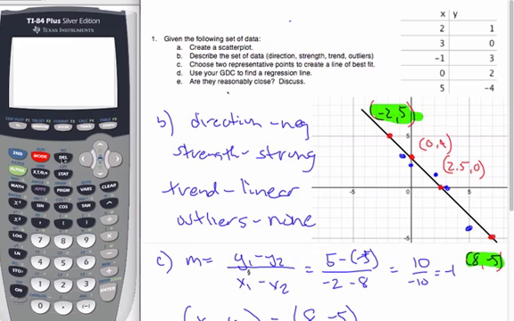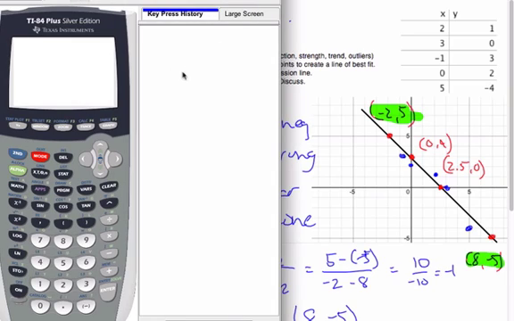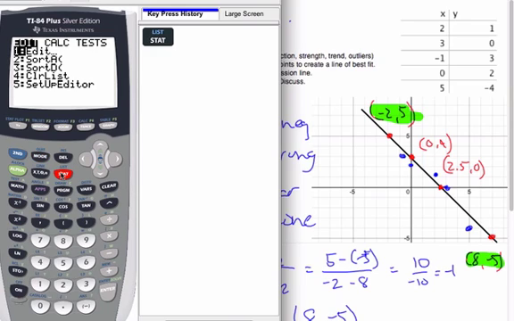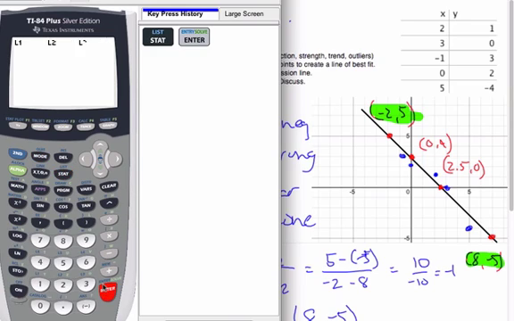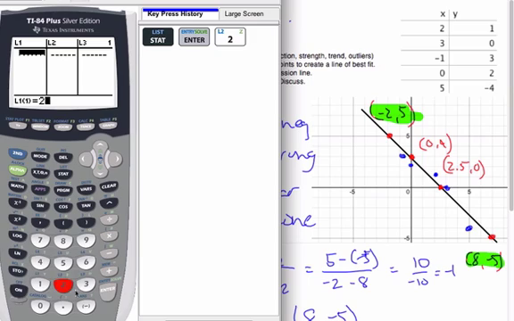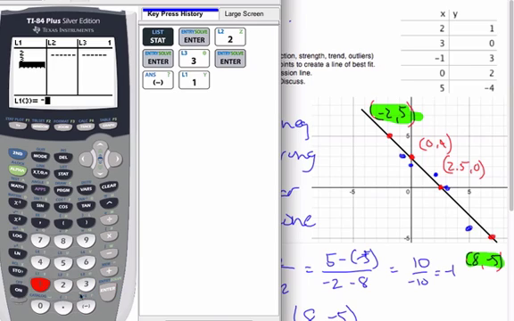All right, so first step, and to do this, I'm going to turn on my keystroke so you can see what I'm doing. I'm going to go to Stat, and I'm going to Edit. And I'm going to put in L1 and L2. X is going to be my L1, so I'm going to go 2, 3, -1, 0, and 5.